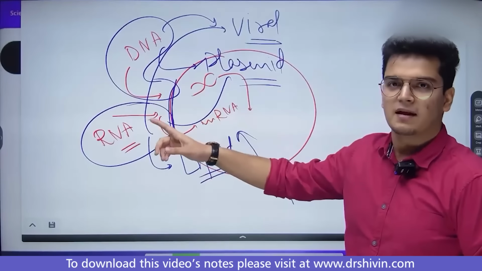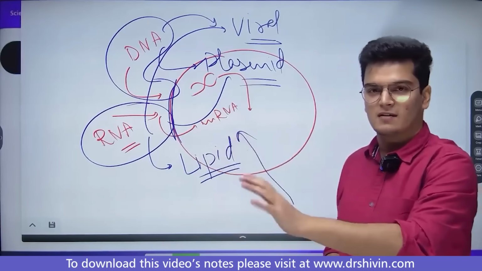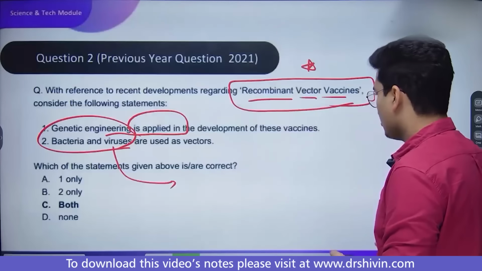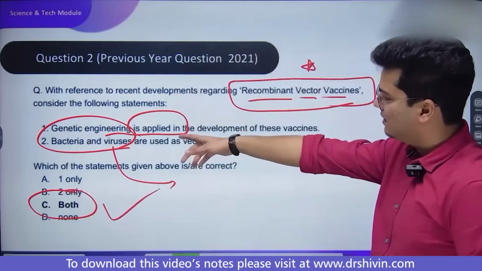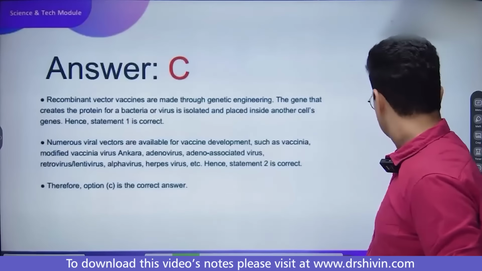ये हम कल सेट पढ़ेंगे व्हेन वी अंडरस्टैंड व्हाट वायरसेस आर. तब आपको डीएनए वैक्सीन और वायरल वेक्टर वैक्सीन का जो बेसिक डिफरेंस है वो समझ आएगा. ओके, ऑलराइट. सो इन दिस केस द आंसर इज सी, बोथ, सिंस बैक्टीरिया एंड वायरसेस बोथ कैन बी यूज्ड एज वेक्टर्स and genetic engineering is applied.